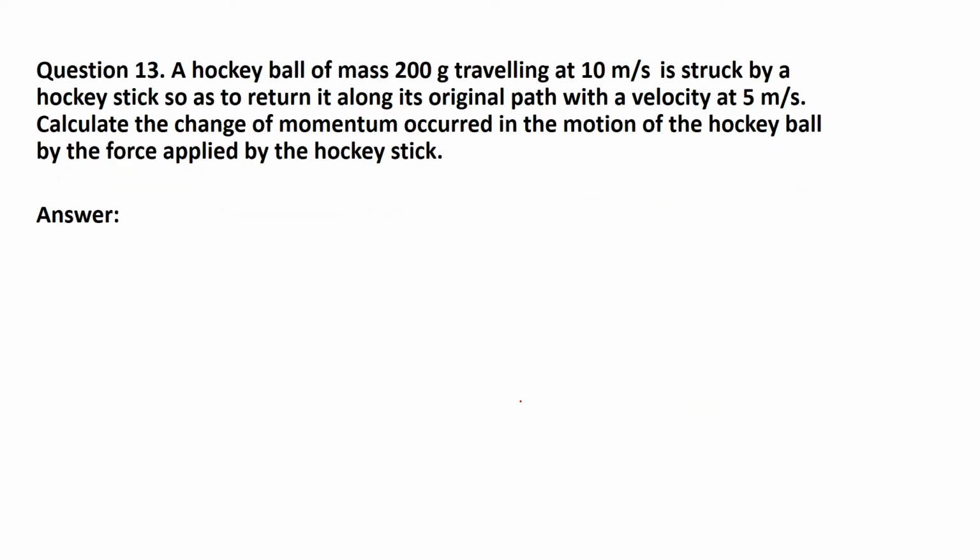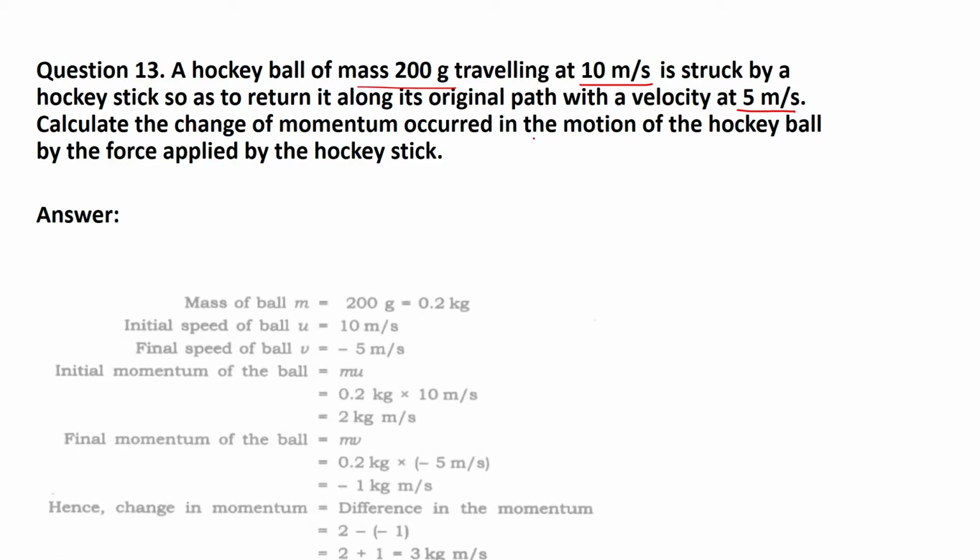A hockey ball of mass 200 gram traveling at 10 meter per second. So the mass of the hockey ball is given as 200 gram and its speed is given as 10 meter per second. It's struck by a hockey stick so as to return it along the original path with velocity 5 meter per second. Calculate the change of momentum occurred in the motion of the hockey ball by the force applied by the hockey stick. Here you will see that the ball of mass 200 gram is moving with a velocity 10 meter per second.